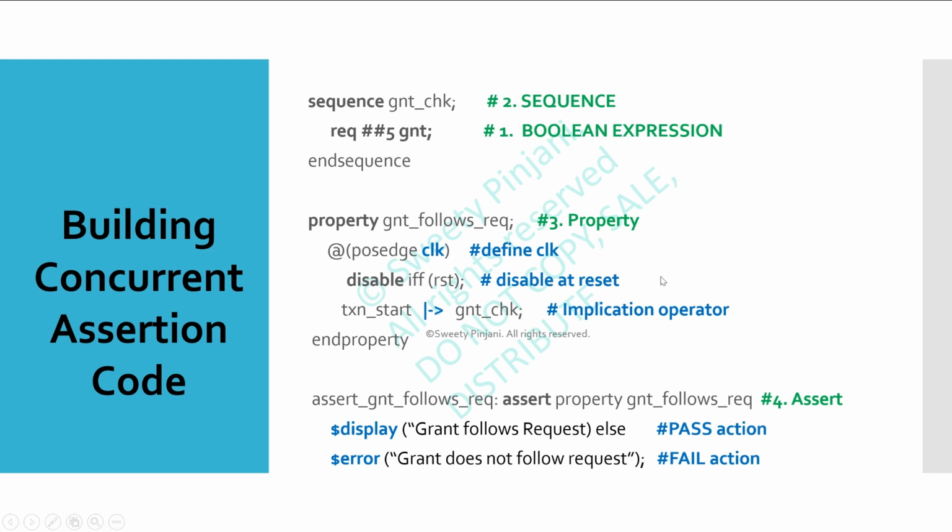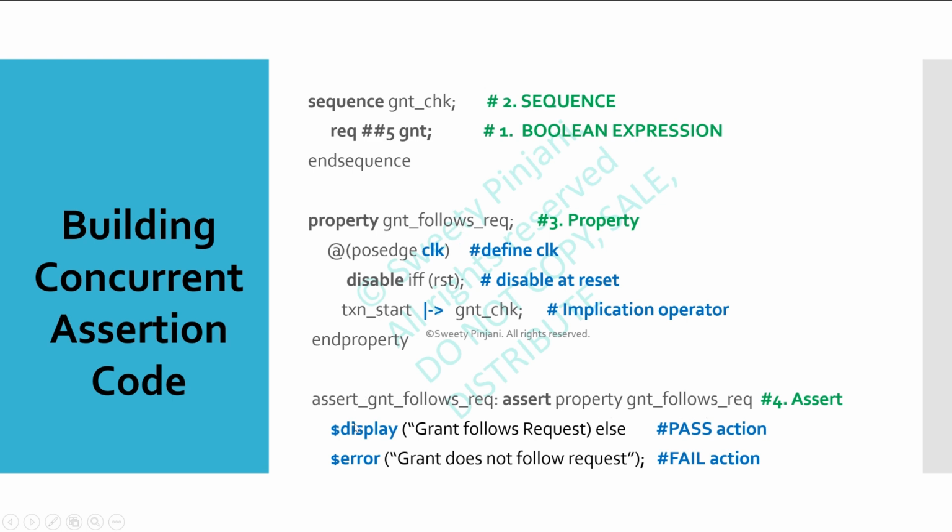This is the third building block, property, which consists of the clock, your disable condition, and the sequence with the implication operator. Next will be the final building block, which is your actual assertion, which will consist of your property. So here, if you see, I have given a name to my assert, and I am calling assert and giving the name of the property. What is my property? Grant follows request. This is the name of my property. So I am asserting this particular property.